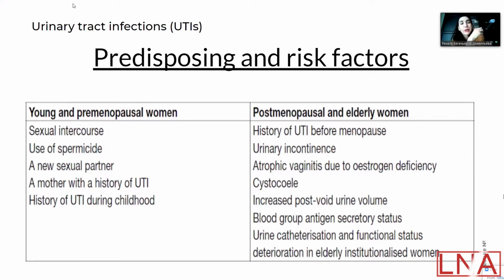Other factors are increased post-void urine volume, blood group antigen secretory status, urine catheterization, and functional status deterioration in elderly institutionalized women. So there are some different host factors in these two groups of patients.